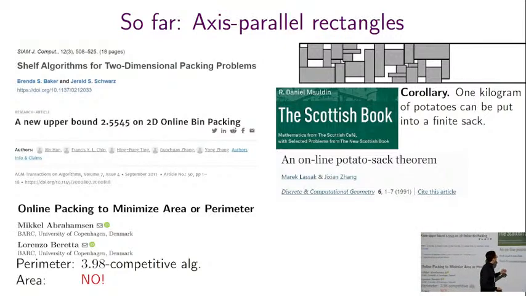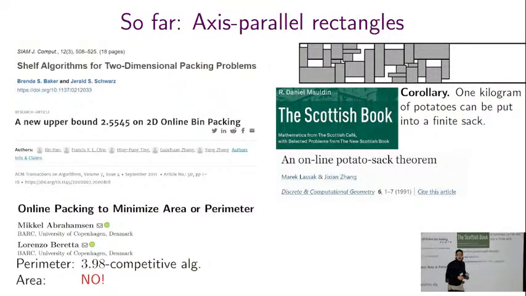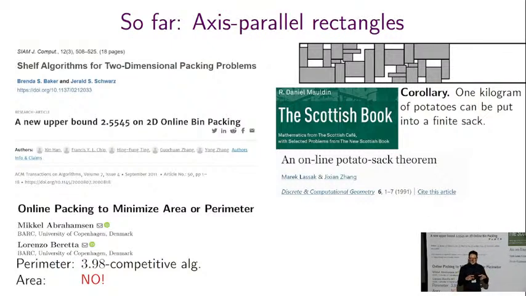Then there was this square packing problem, which is related to a peculiar theorem called the potato sack theorem. In this fun math book, there's this corollary. It says that 1 kilogram of potatoes can be put into a finite sack. So what they proved is that if you have a collection of convex bodies and you have a bound on the total volume of them and a bound on the diameter of each of them, then they can be packed into a cube whose size depends on this volume and this bound on the diameter.